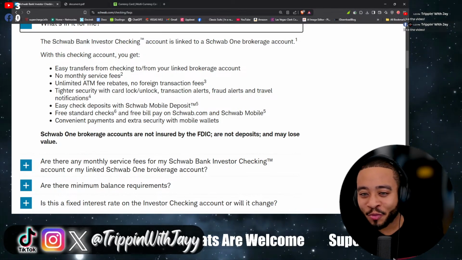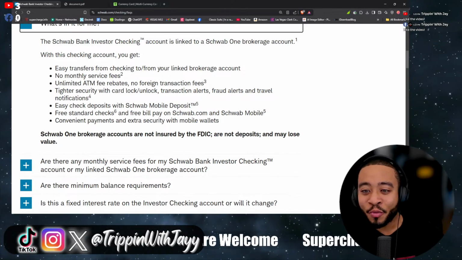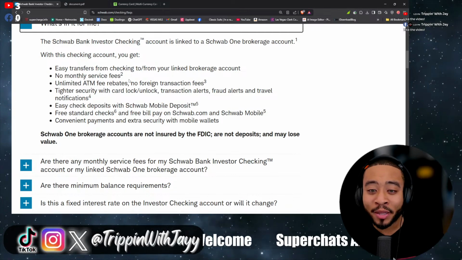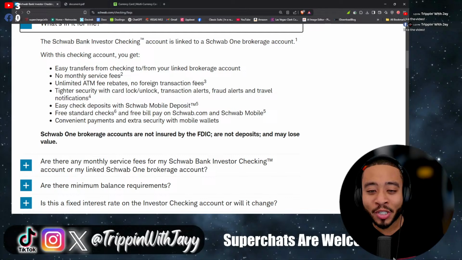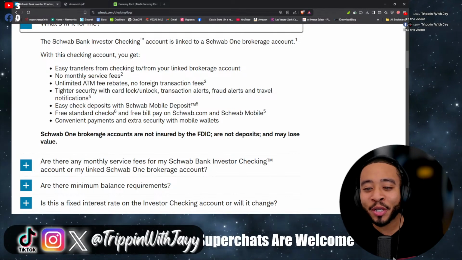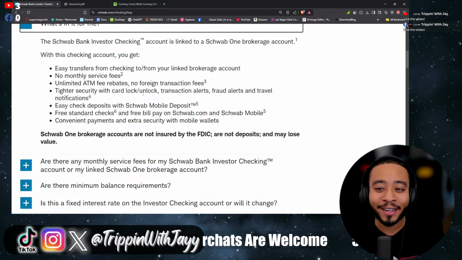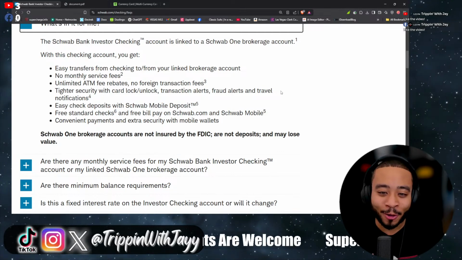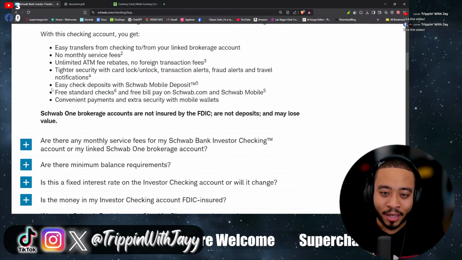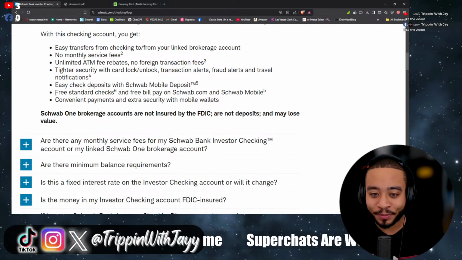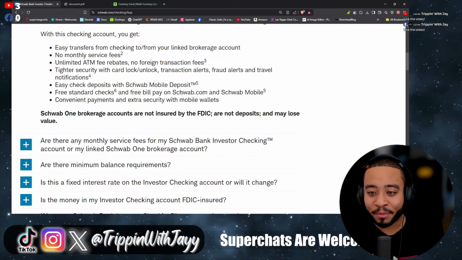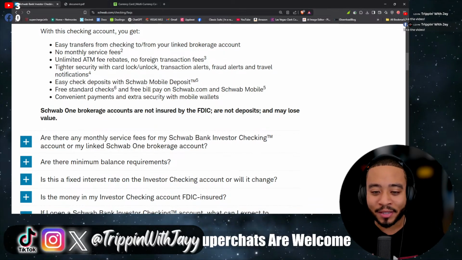Easy transfers from checking to your linked brokerage account. No monthly fees. Unlimited ATM fee rebates, no foreign transaction fees, tighter security with card lock, unlock, transaction alerts, fraud alerts, and travel notifications. Easy check deposits with Schwab mobile deposit, free standard checks and bill pay. Cool. Yeah, all the positives, right?